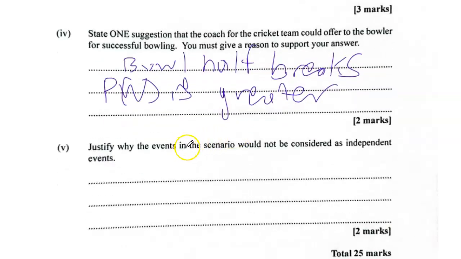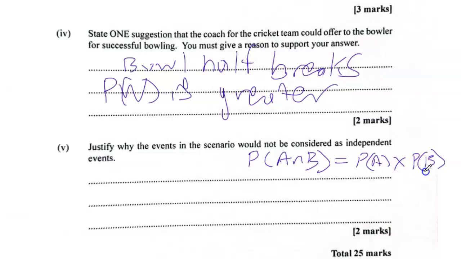Justify whether the events in this scenario would be considered independent events. We know events A and B are independent if the probability of A intersect B is equal to the probability of A times the probability of B. So we know events are independent if this is the case.